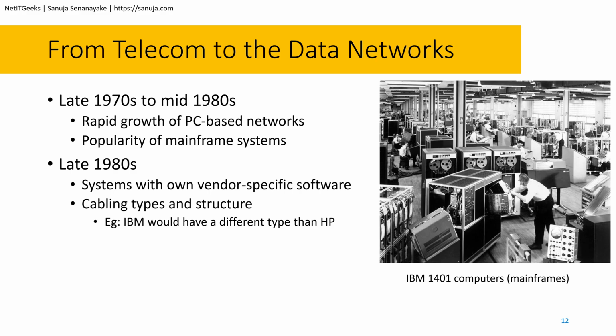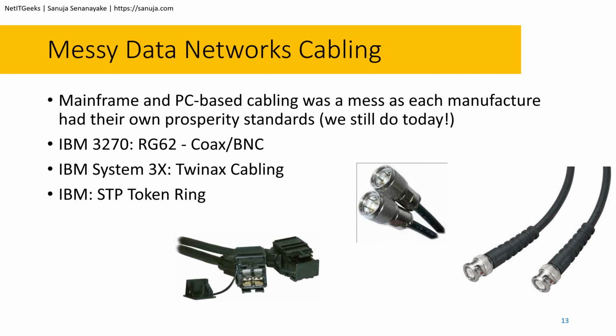I will discuss a little bit about why software is important for hardware as well, because some of the cabling standards were changed because of software needs, and the cabling types and structure started to become very convoluted. For example, IBM would have a different type than HP, and HP had a different type than Apple, and everybody else had different types. In the late 1980s, it was a freaking mess. So, messy data network cabling. Mainframe and PC-based cabling was a mess, as each manufacturer had their own proprietary standards.